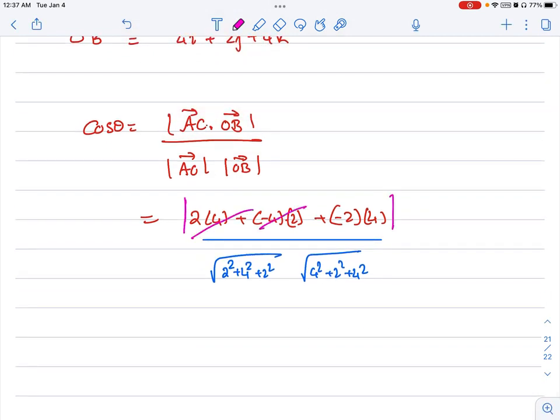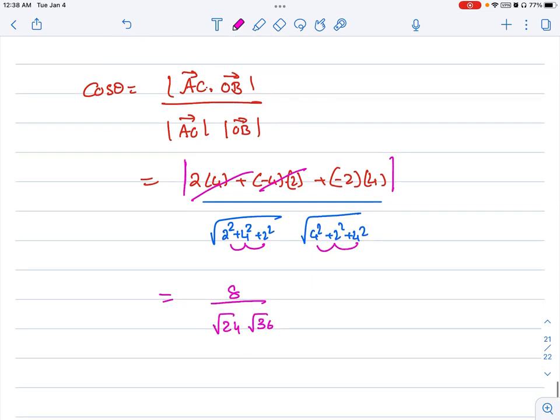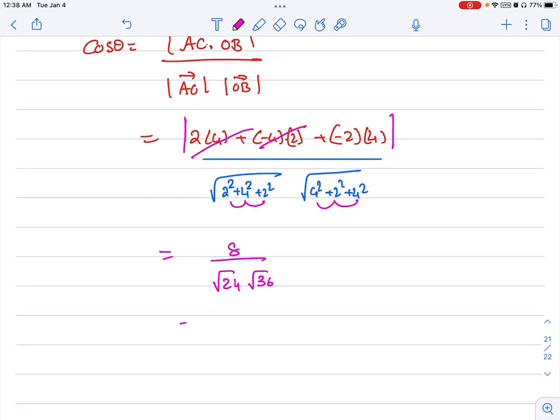Then 8 and 8 get cancelled. Minus 8 becomes positive 8. 8 divided by, this is 16 plus 4 is 20, 20 plus 4 is 24, and 16 plus 4 is 20, 20 plus 16 is 36, square root of 36. So take the calculator. Theta is equal to cos inverse of 8 upon square root of 24 times square root of 36, which is 6. Use the calculator, you should be getting 74.2 degrees.